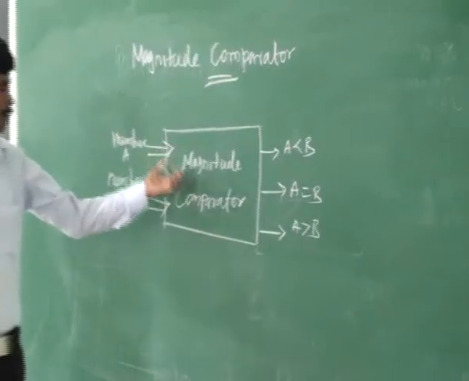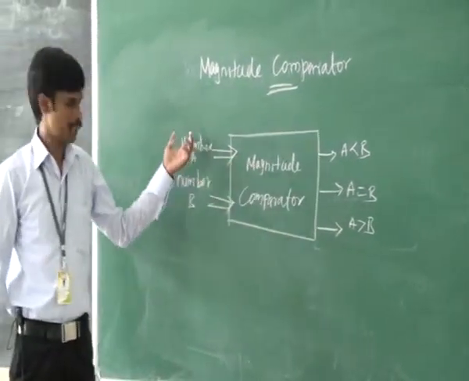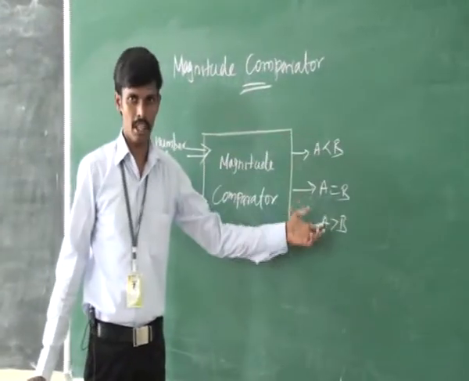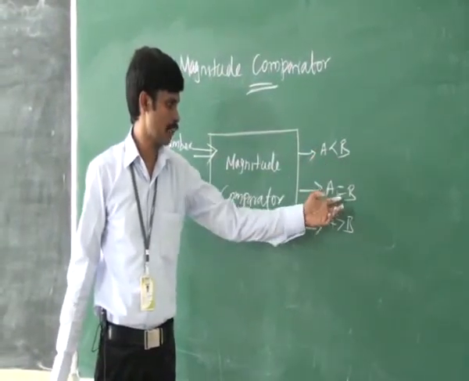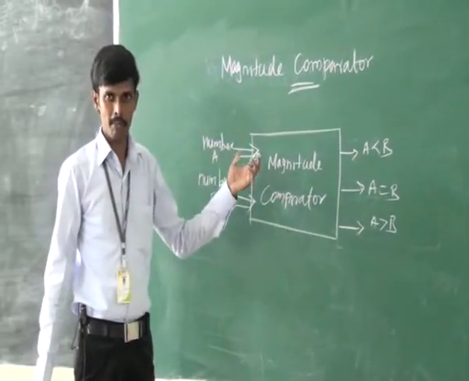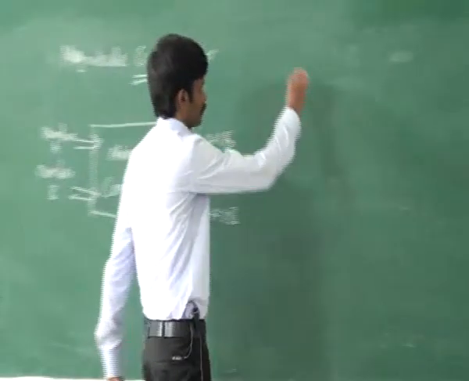This is the basic block diagram for magnitude comparator. It consists of two binary numbers and we have three outputs: A less than B, A equal to B, A greater than B. First let us see two 1-bit magnitude comparator.